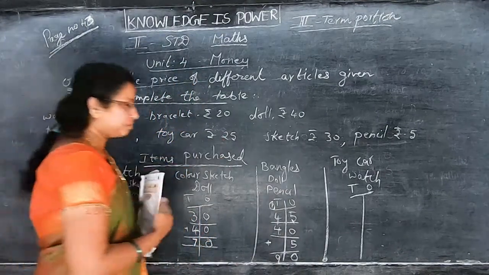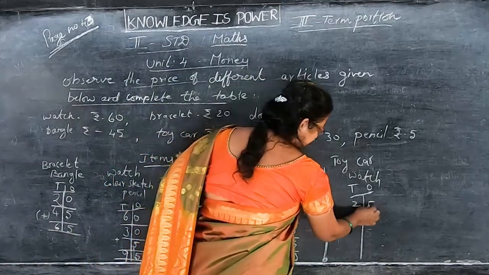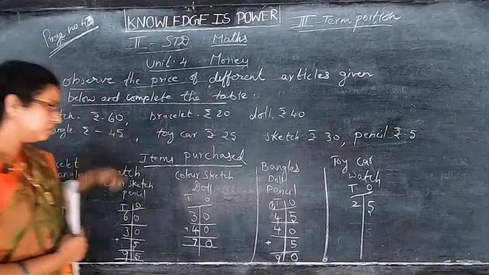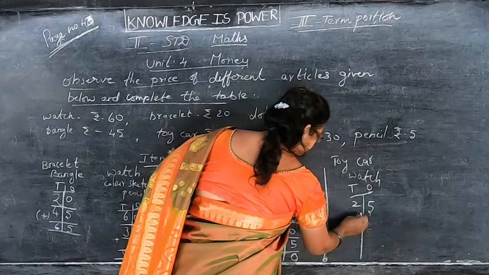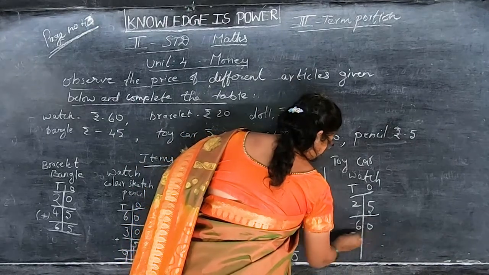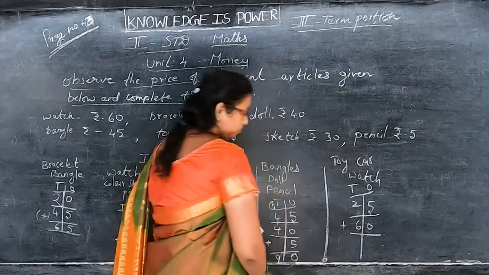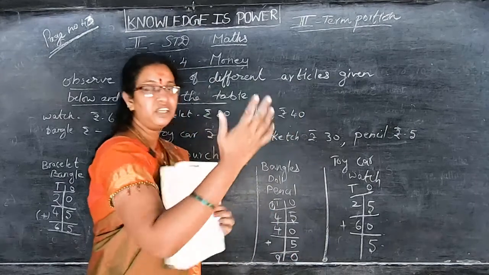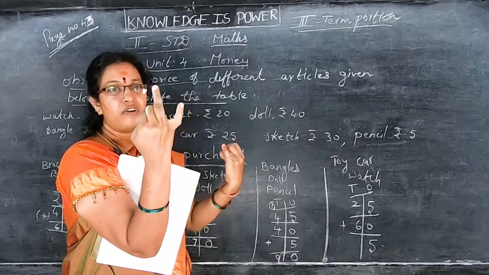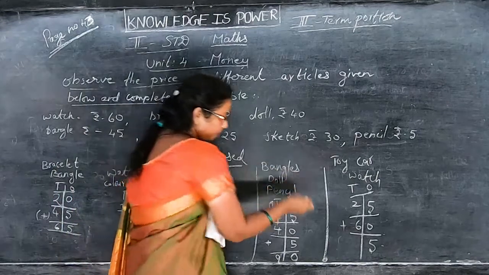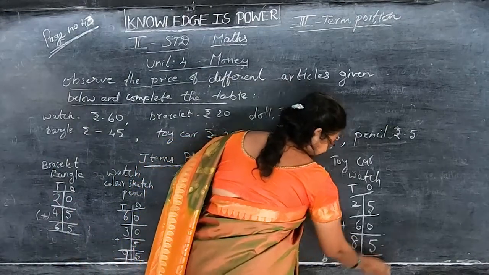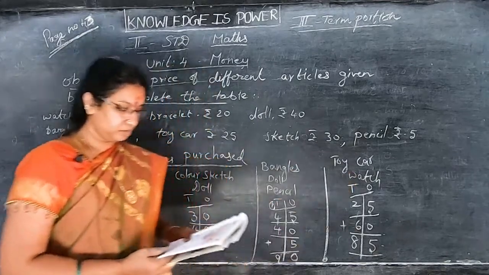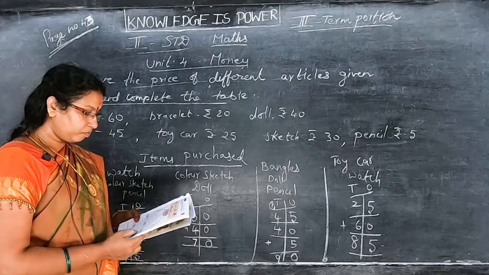25 rupees toy car. So you write here 25. Then watch, how much rupees? See here, watch 60 rupees. So you write here 60 rupees. Then we are going to add now. So 5 plus 0, 5. 2 in the mind. Take 6 in the finger. After 2, 3, 4, 5, 6, 7, 8. So 8, 5 is 85. For 85 rupees, he bought the toy car and watch. So you also do this one, children, at home.